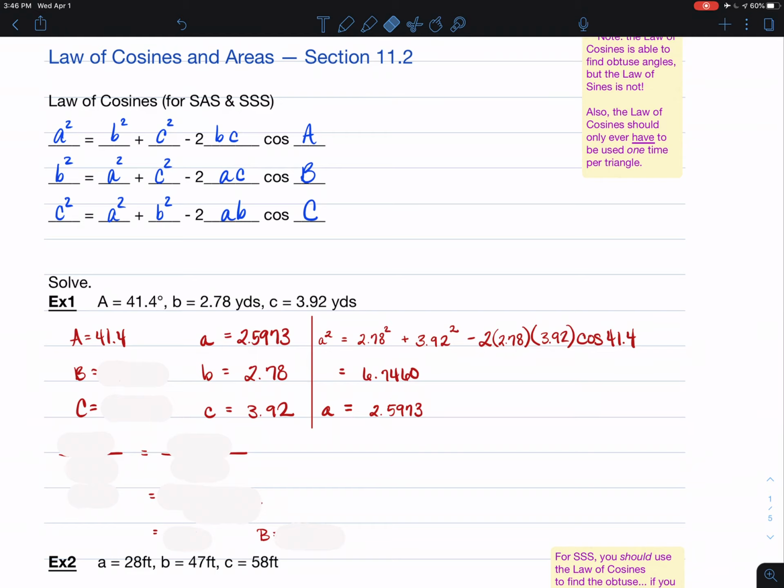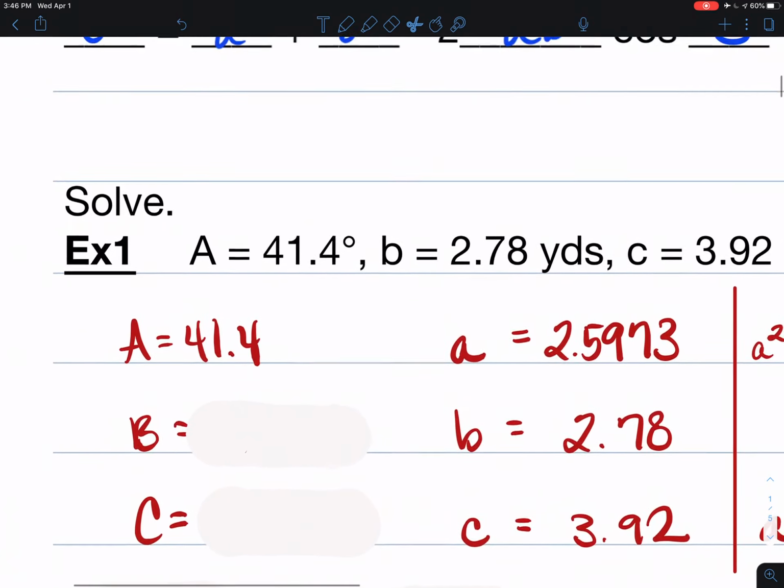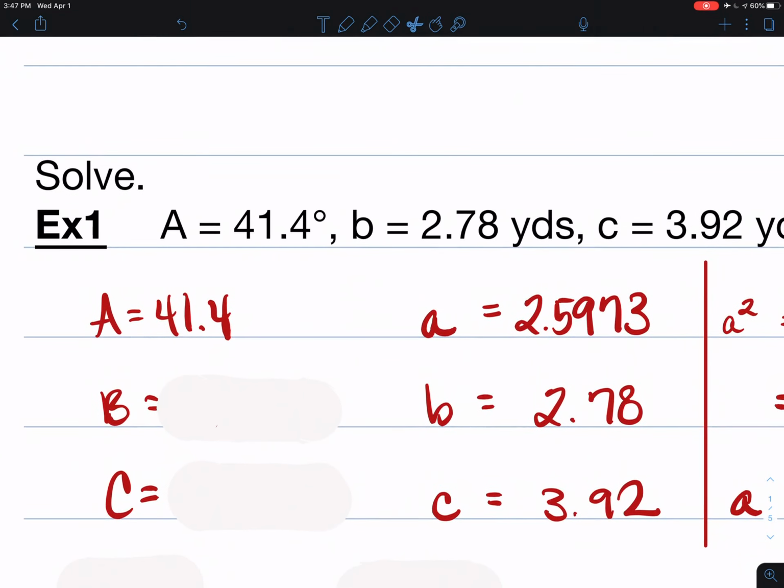And now all of a sudden, I've got enough information to be able to use the law of sines. Now, I want you to be careful. Remember that the law of sines cannot find an obtuse angle. So take a look here back at our chart. Is there a possibility that one of my unknown angles might be obtuse? And how would you know that?